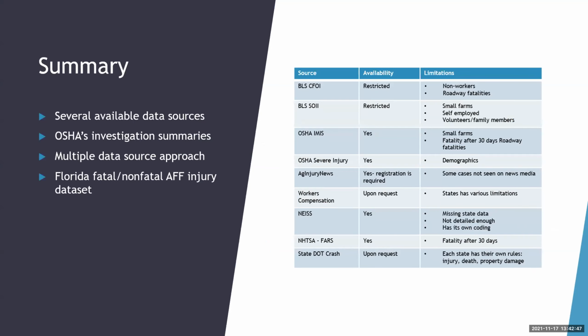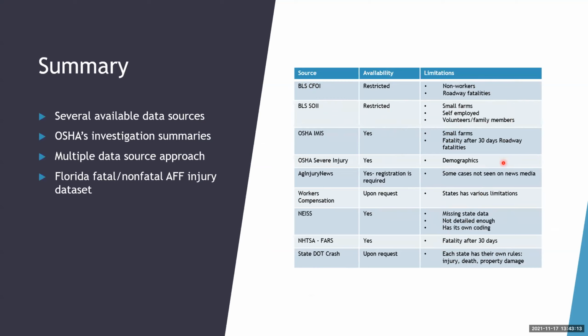So in summary, we see multiple data sources available for agricultural injury surveillance. This table summarizes what I have presented. Some of them are restricted, and some have limitations, as can all be seen in the very last column here.